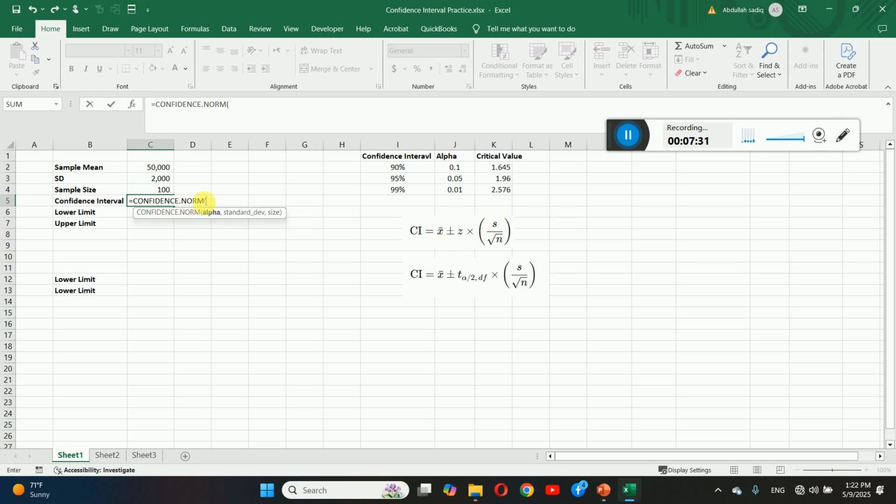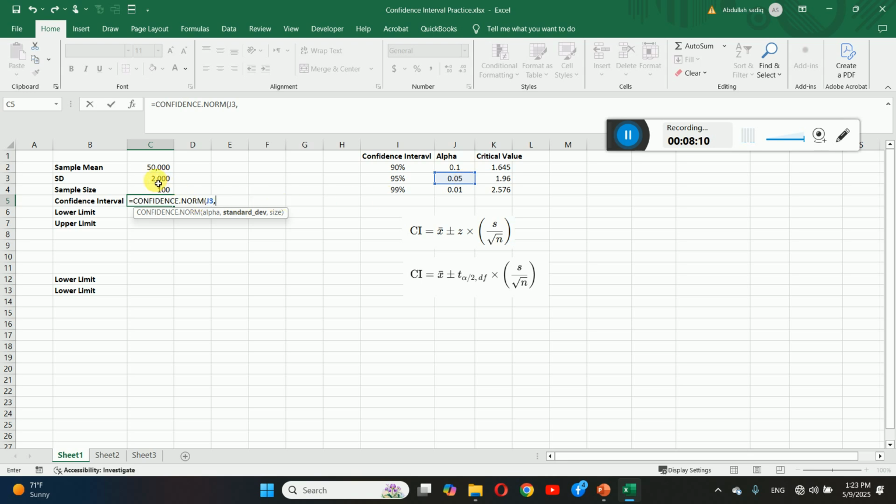So once we are using Excel functions, just take alpha from here. What is alpha? If you're using a 95% confidence interval, keep in mind alpha is 1 minus 95%, that is 0.05. In this function you do not need the critical region. The critical region is only required if you do it manually. Excel automatically computes the critical region within this function. So first, what is the alpha? This is the alpha, and then what is the standard deviation?